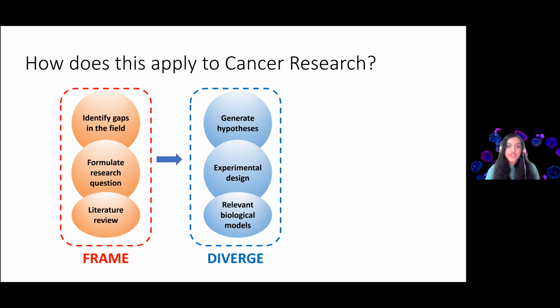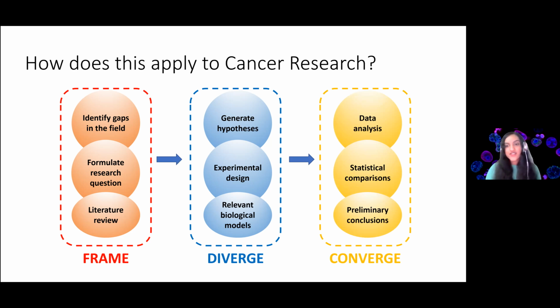The next stage is diverging. So, in the context of cancer research, this is where you're generating hypotheses, you're designing your experiments, you're figuring out what should I use to test my experiments? Should I use cells? Should I use other models? Things like that. And finally, the converging stage is where you actually analyze your preliminary data. You do statistical tests to see whether your results are significant or not. What are variables that play an important role in your experiment, and you draw preliminary conclusions. And based on that, you reiterate and you continue developing these experiments.